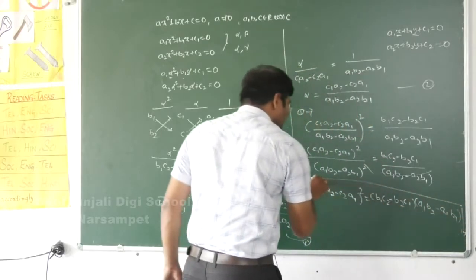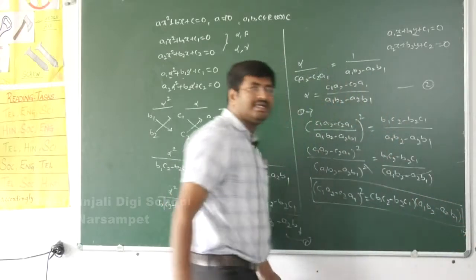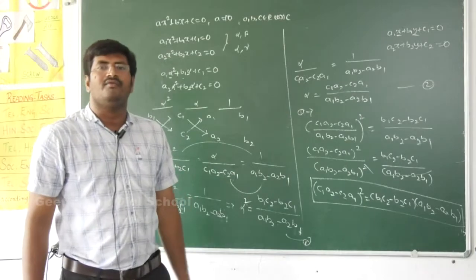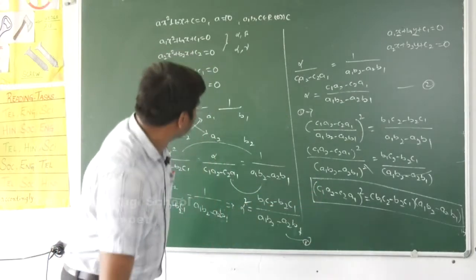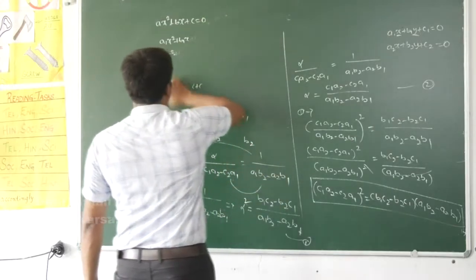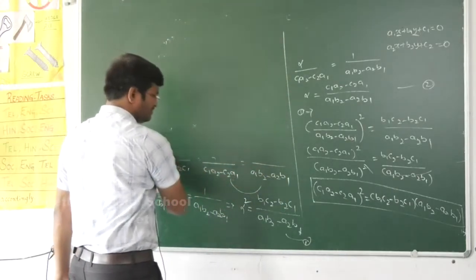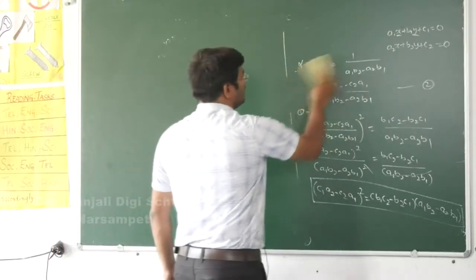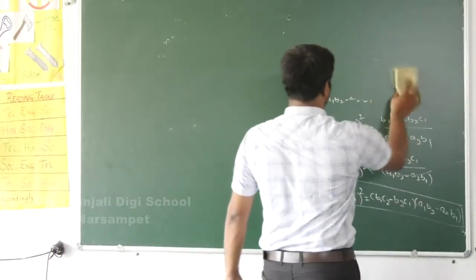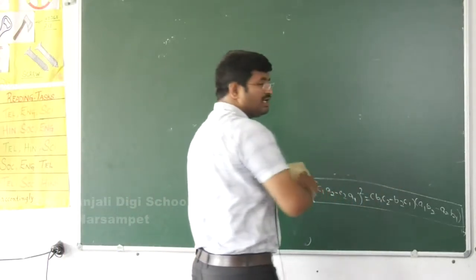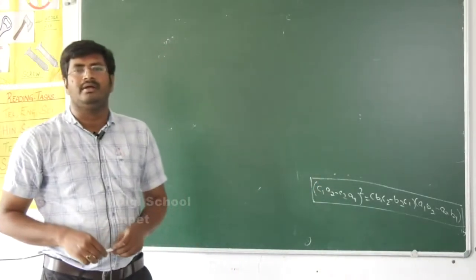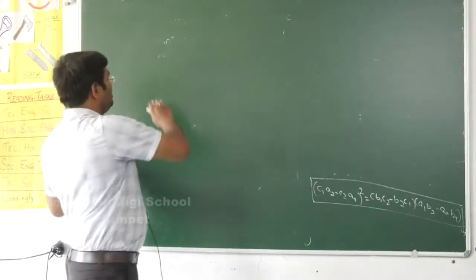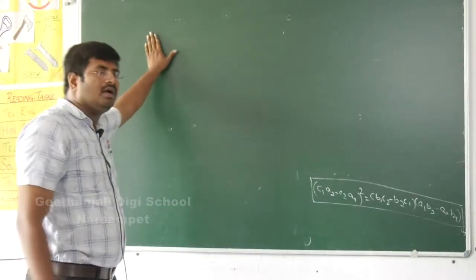This is the condition for both quadratic equations to have one root in common. Next, now we are going to find the condition for both quadratic equations to have two roots in common. I will go through an example.